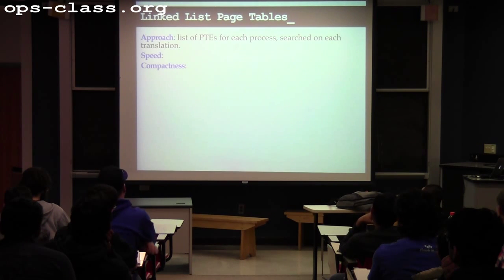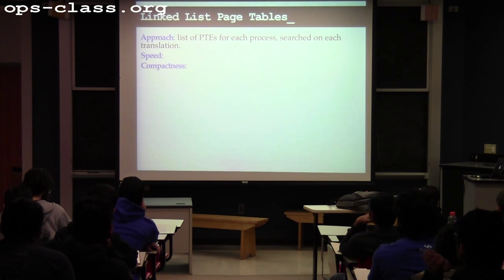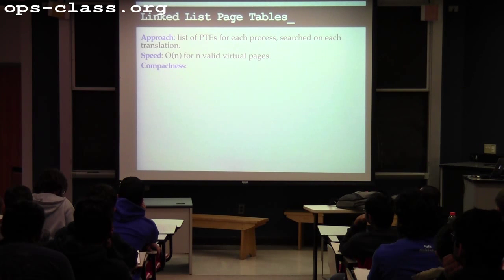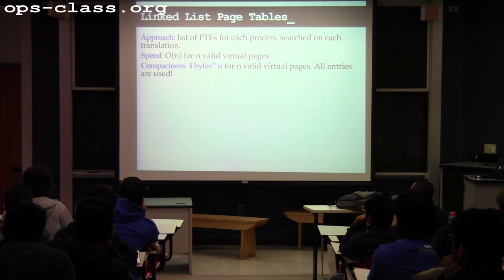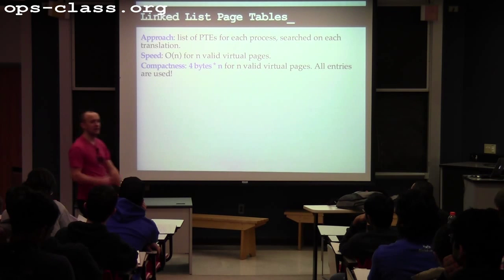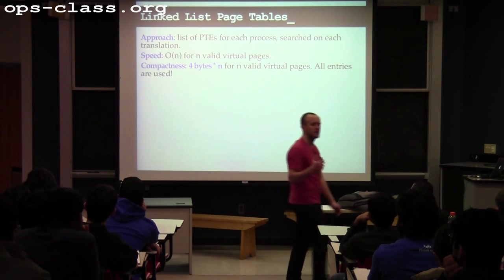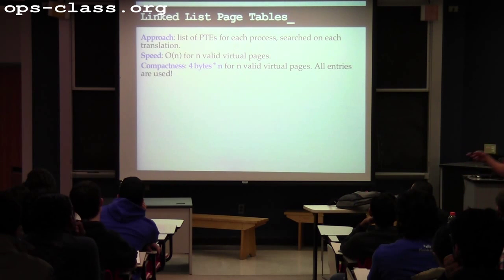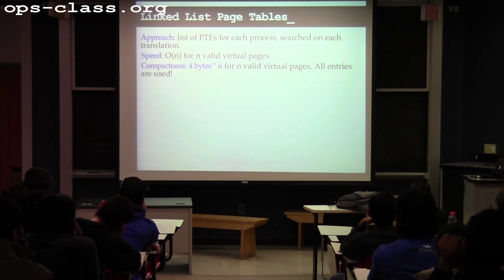All right, so speed. How long does it take to look up a page table entry? It's O(n), if I have n pages in my address space, so this probably isn't that bad, right? What about compactness? That's pretty good, right? It's also O(n), so it grows nicely. And this is the most compact data structure I could probably use for this. I might be able to do something a little fancier, but this is pretty good, right? Because I need some pointers, but in general, all entries in it are used.